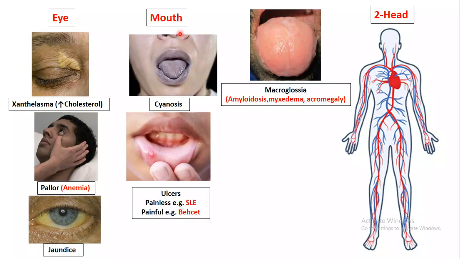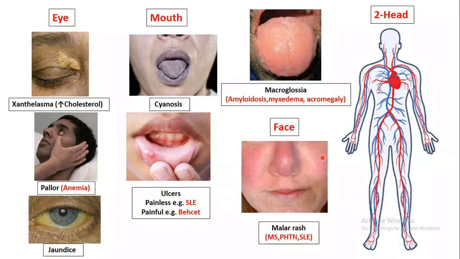Then moving to the mouth, searching for central cyanosis, seen in patients with cyanotic heart disease, ulcers, painless ulcers like in a systemic lupus patient or painful ones in a Behçet patient. Telangiectasia also might be seen in patients with hereditary hemorrhagic telangiectasia, which might be associated with lung fistula. Macroglossia might be seen in patients with amyloidosis, myxedema, or acromegaly.